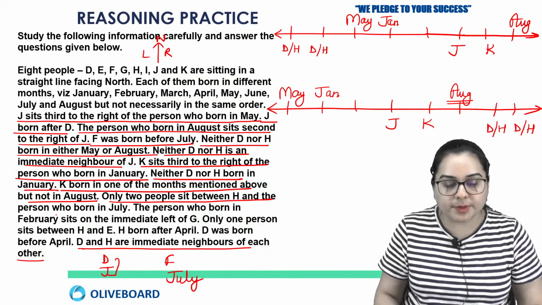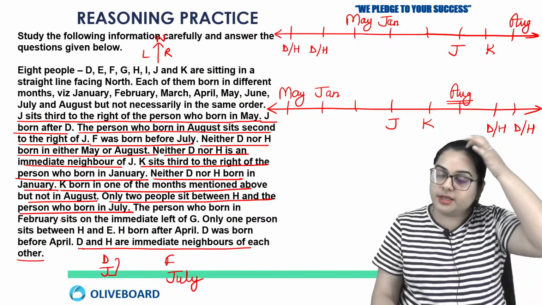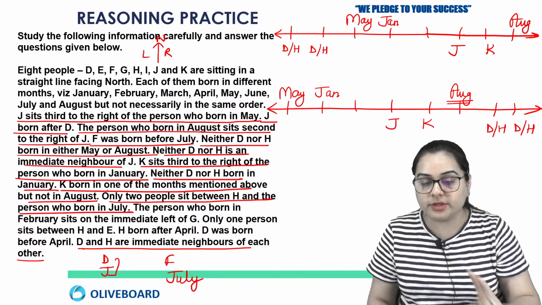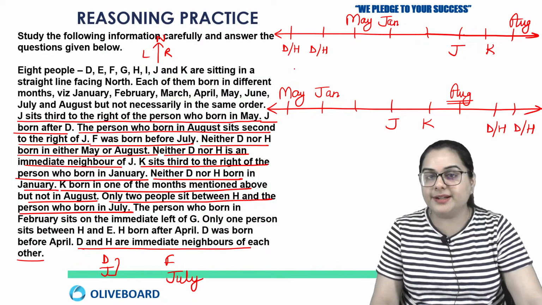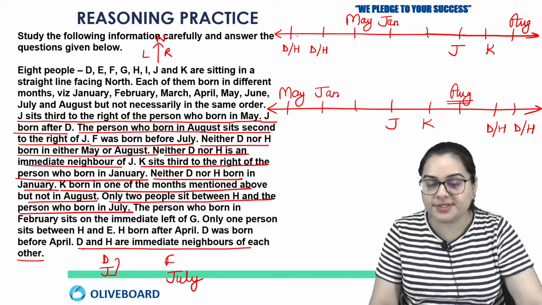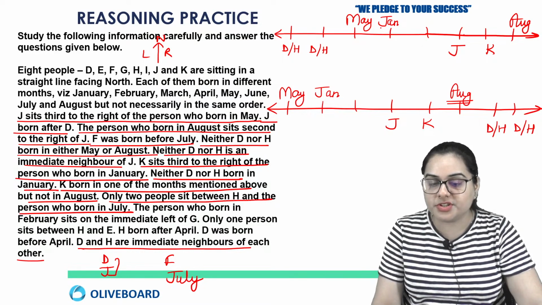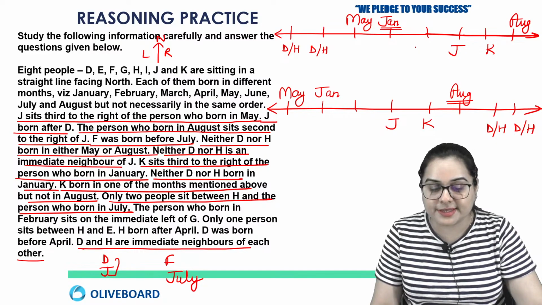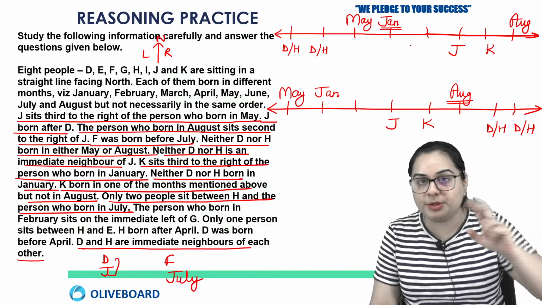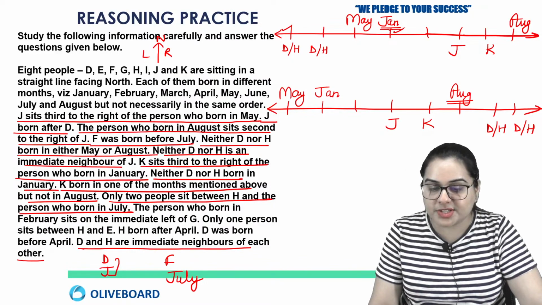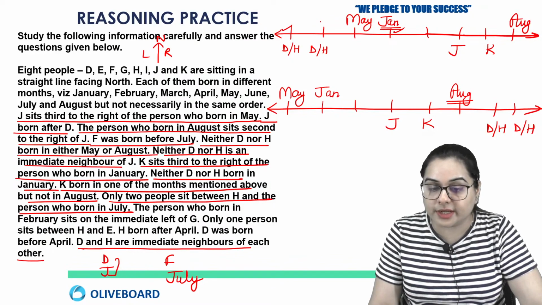Only two people sit between H and the person born in July. So what he says, there are only two persons between H and the person born in July. So accordingly, where can I write H? So in the first possibility, if I take first position as H, then fourth position is already occupied by Jan. I cannot fill this because he says H and July, there are two people between them. So if I write H here, in this position it is Jan. So if I want to fill July, I'll have to consider second position as H.